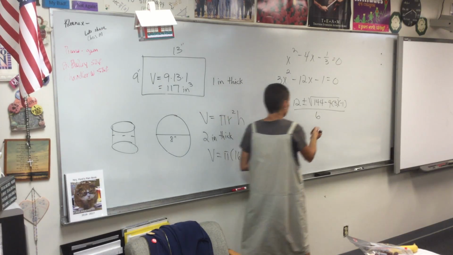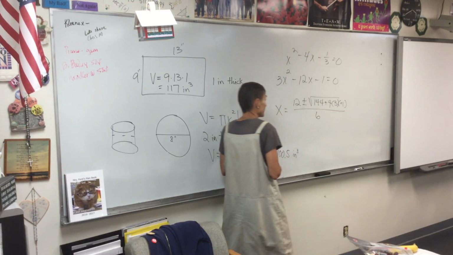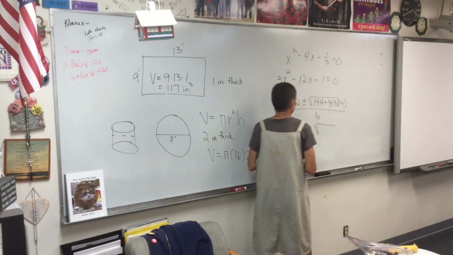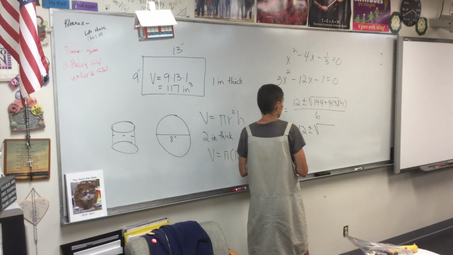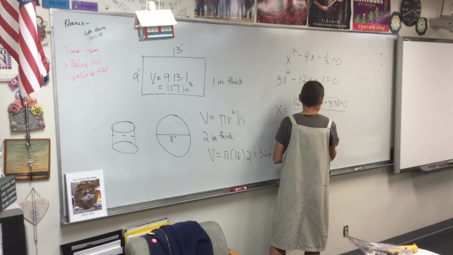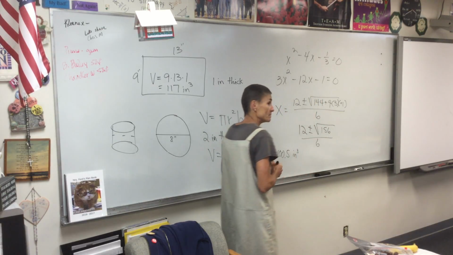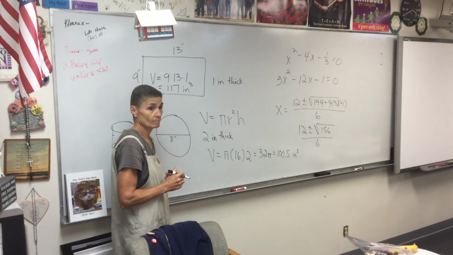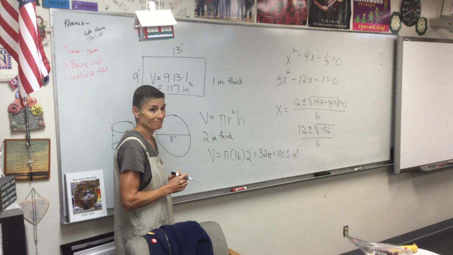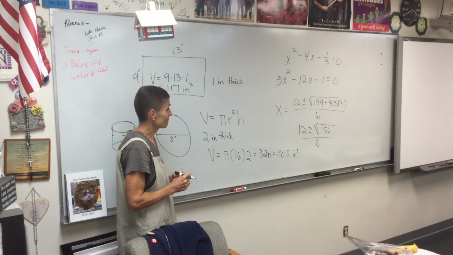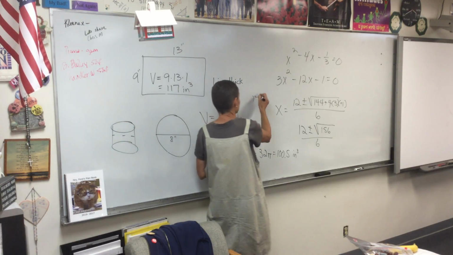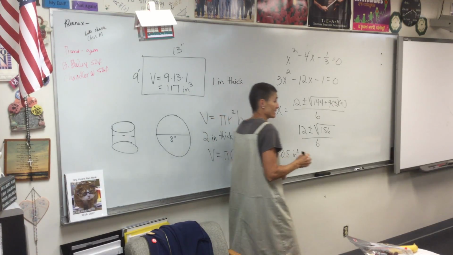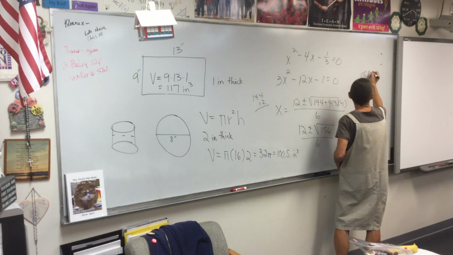Now, I got my double negative. That happens to me a lot, so that's going to become a plus. So underneath there, I have the square root of 156. Is that arithmetic okay with everyone? 144 and 12. Now, what about 156? I bet it breaks down.